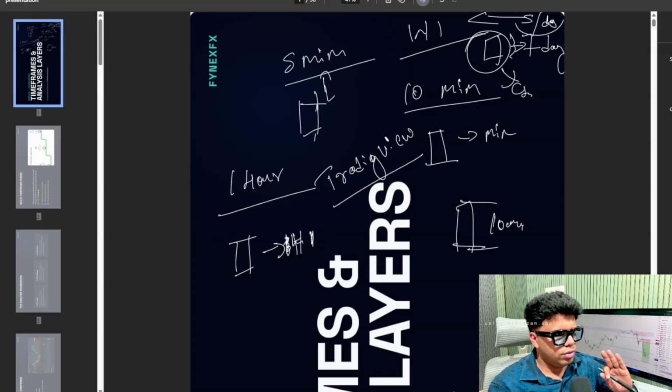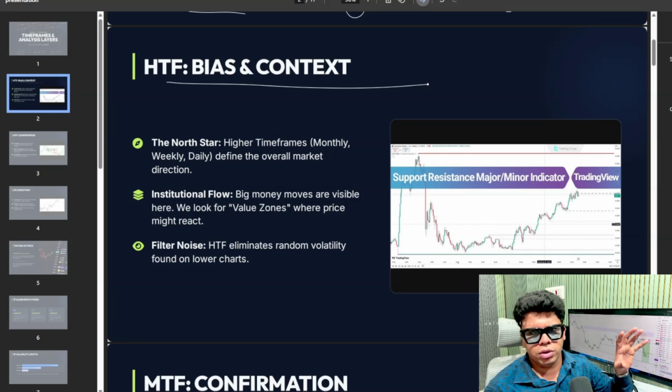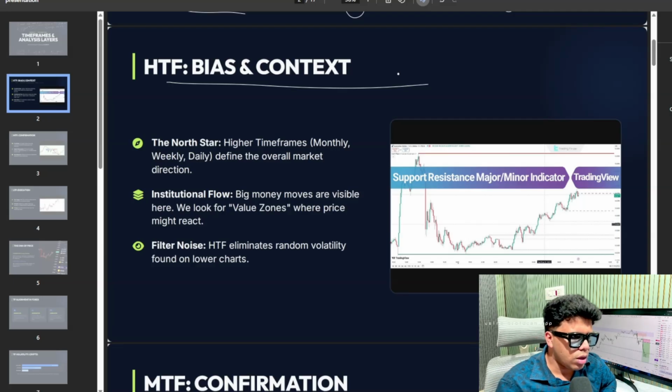The higher time frame shows the big data, and it is very useful. You must consider this as your first analysis. If you want to do any analysis on any instrument or asset, you must start from the higher time frame: what happened previously, what happened in the history of that instrument or asset. The North Star higher time frames, monthly, weekly, daily, define the overall market direction.